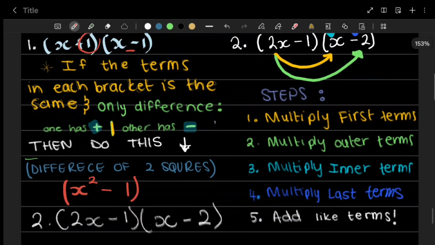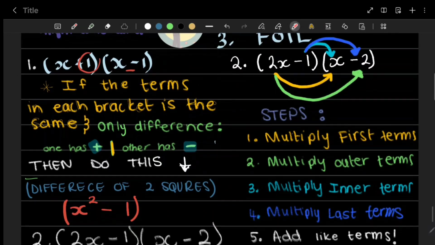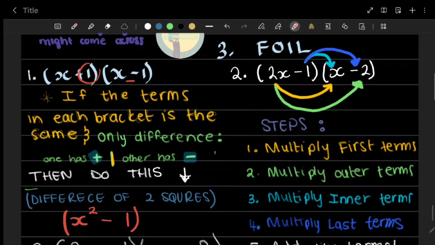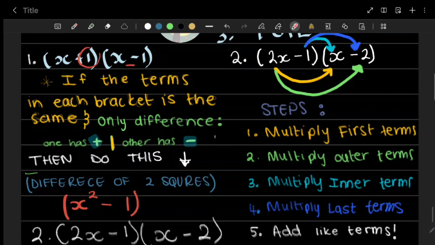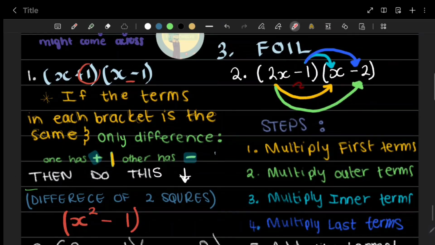There are 5 steps that I wrote down over here that will help us when doing FOIL. Step number 1, multiply the first terms. So this is the first term of this bracket, and this is the first term of the second bracket. Multiply the two, right? Then multiply the outer terms. So in this bracket, this term is the outer term, and this term over here is also the outer term. So you are going to multiply these two.